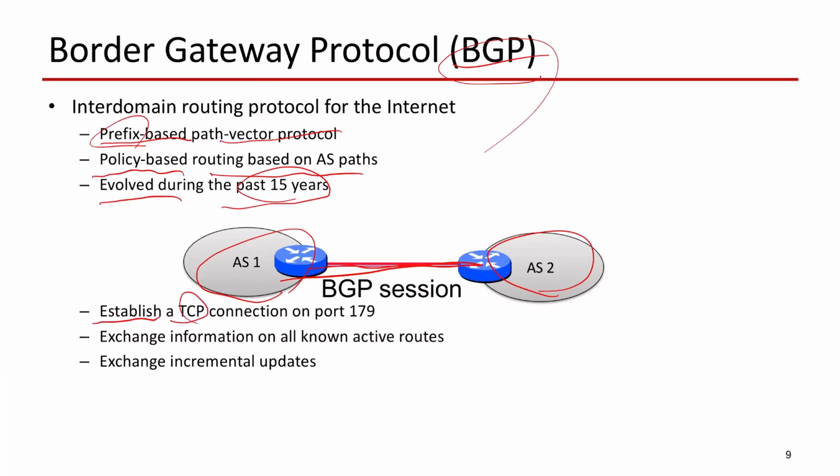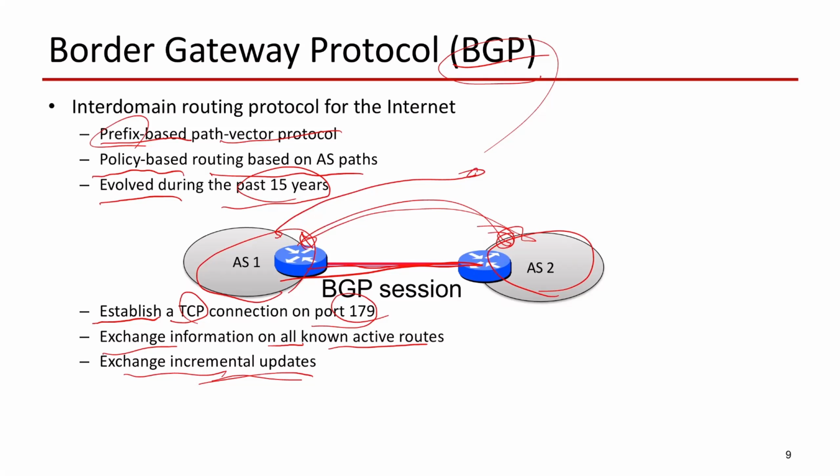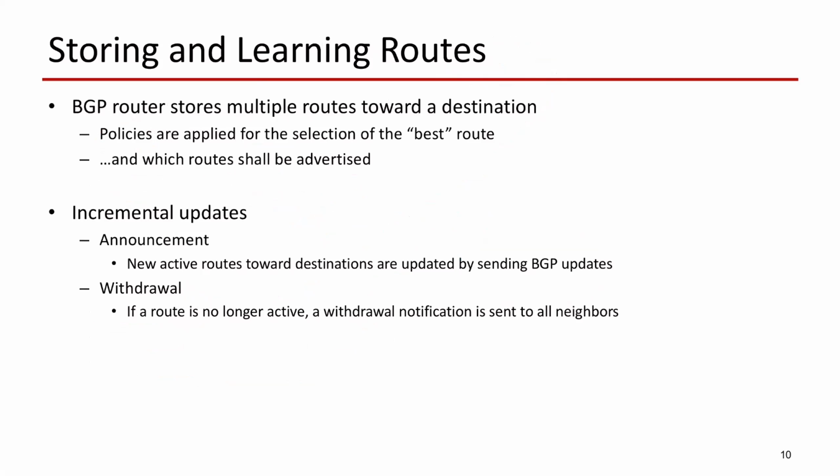It basically establishes a TCP connection on port 179 and exchanges information on all active routes and then incremental updates, meaning initially they handshake every piece of information they have, but periodically updating all the information is not necessary. So they say, here's my update. What has changed? Here's what was updated. So only the incremental updates are sent. They don't need to handle everything together. A full update happens about once per quarter, meaning every 3 months. They do a full update, but in between, they only handle incremental updates.